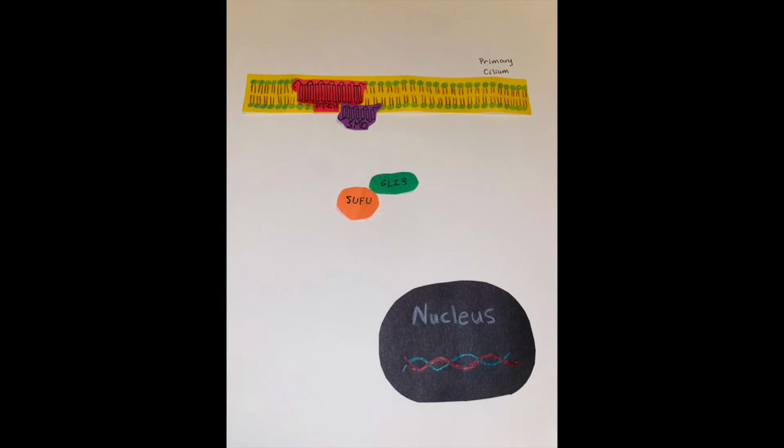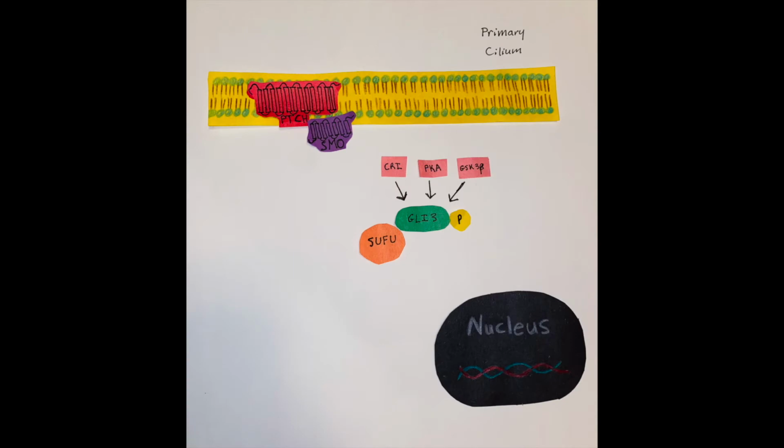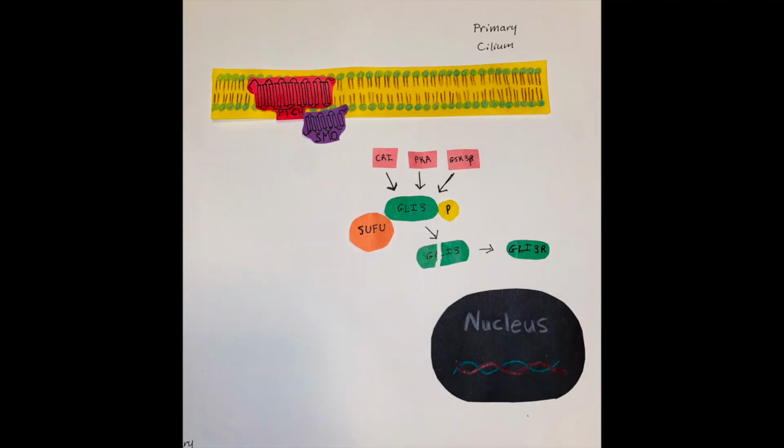Next you have Gli proteins 1, 2, and 3. We'll just be referring to Gli3 in this example. The Gli proteins are associated with a SUFU protein, which is another suppressor protein. Proteins CPI, PKA, and GSK3 beta phosphorylate Gli3. After the phosphorylation of Gli3, the protein is cleaved, creating Gli3R.